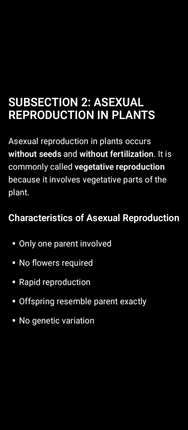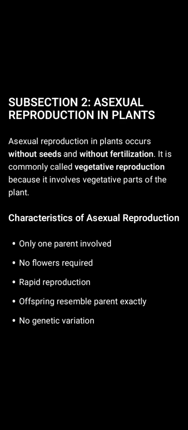Now, reproduction is basically of two types: sexual reproduction and asexual reproduction. In sexual reproduction, there is a need for gametes. But in asexual reproduction, there is a need for only vegetative parts. And so, what are the characteristics of asexual reproduction? Number one, only one parent is involved. There is no need for the male, there is no need for the female. Only the male or only the female can handle the reproductive process by itself.